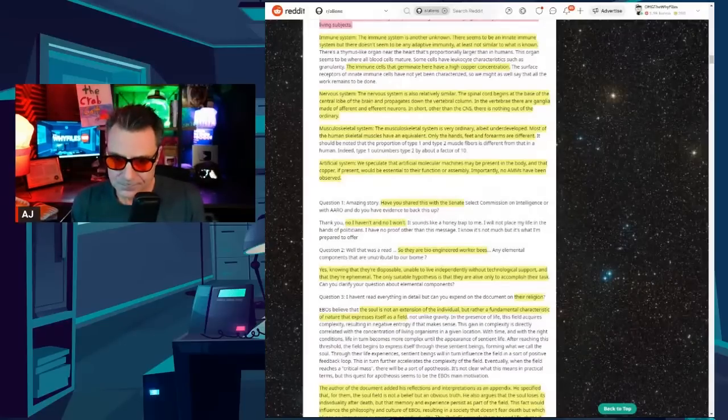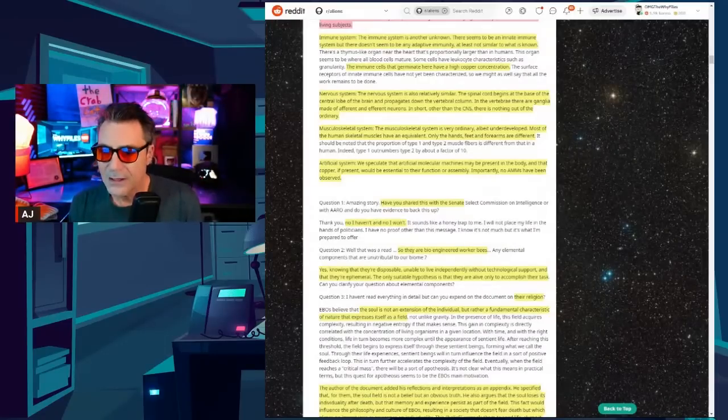Nervous system. The nervous system is also relatively similar, he means, to ours. The spinal cord begins at the base of the central lobe of the brain and propagates down the spinal column. In the vertebrae, there are ganglia made of afferent and efferent neurons. In short, other than the CNS, central nervous system, there's nothing out of the ordinary. Okay?